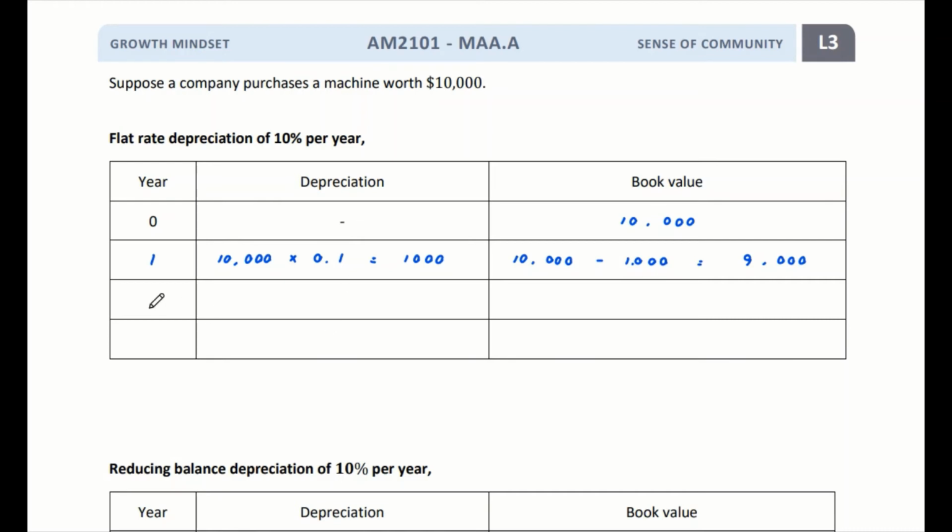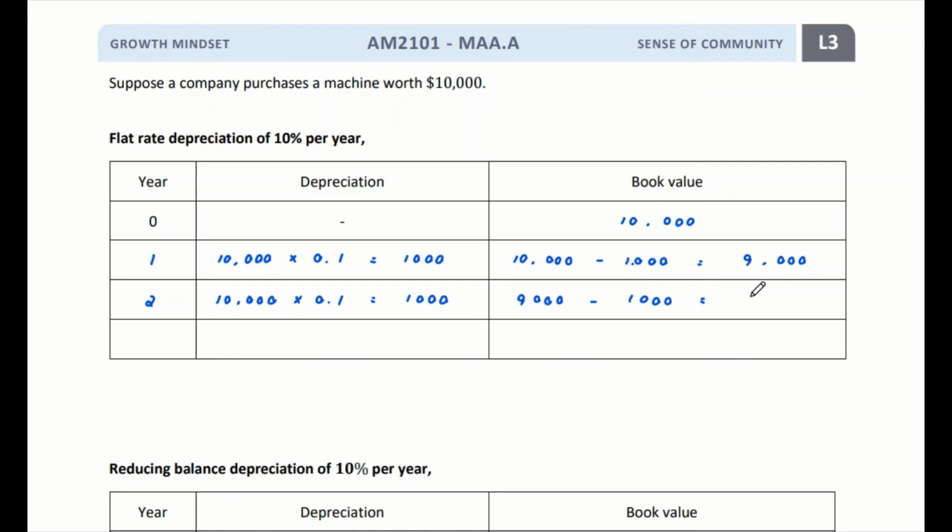Okay, in the second year, depreciation is going to happen again, but remember it's a flat rate. So in this case, it's going to depreciate 10% of the original value as well. That's why it is another 1,000. Then the book value here is going to be the previous value minus another 1,000.